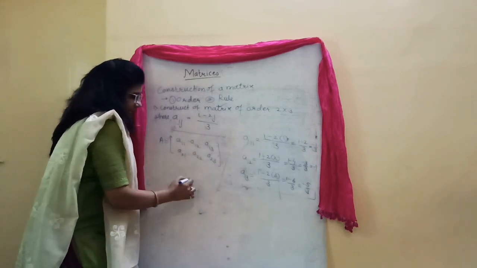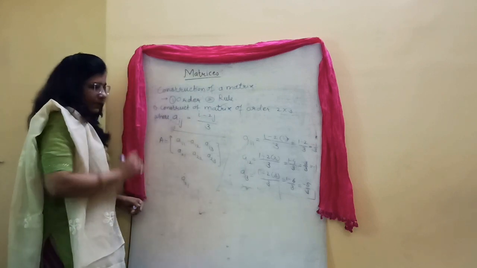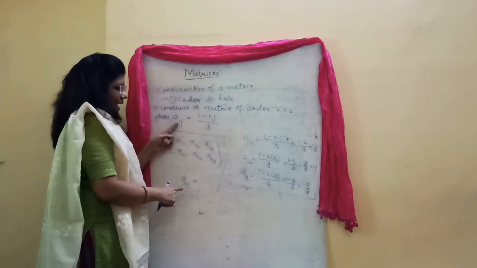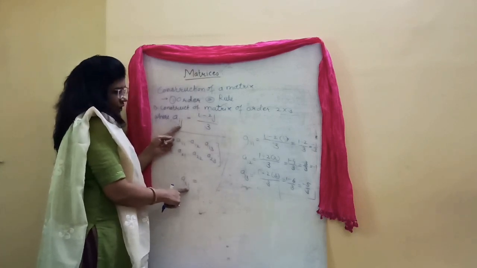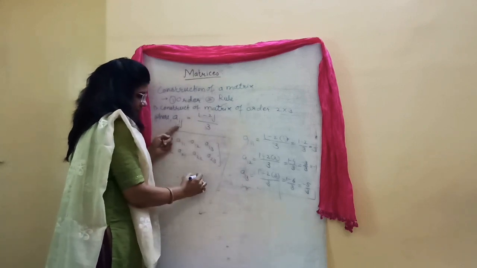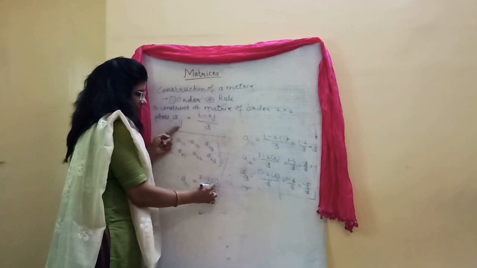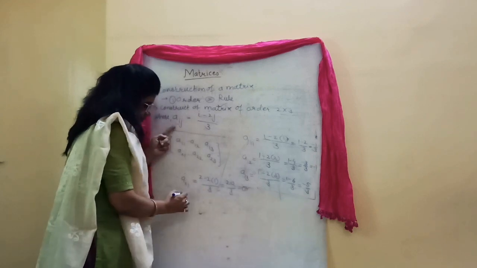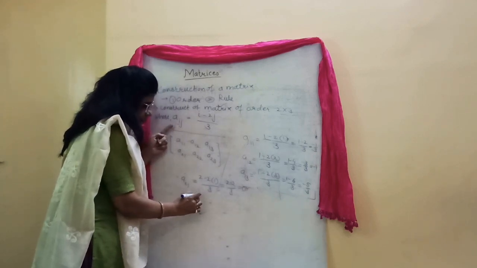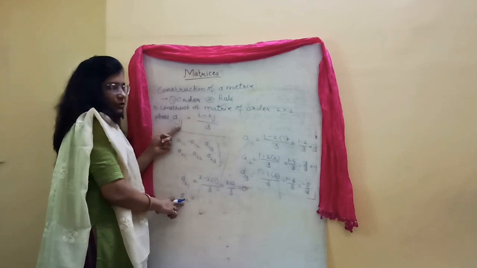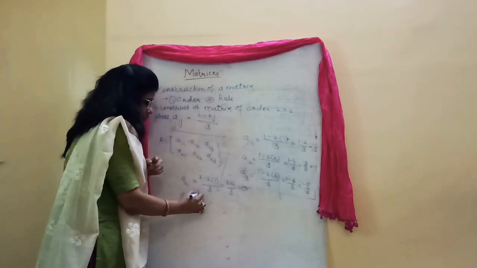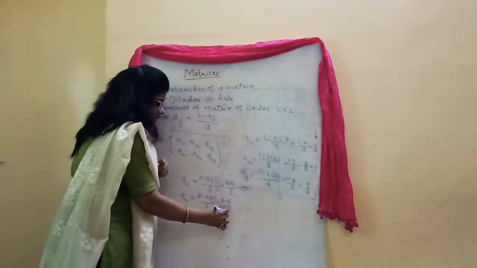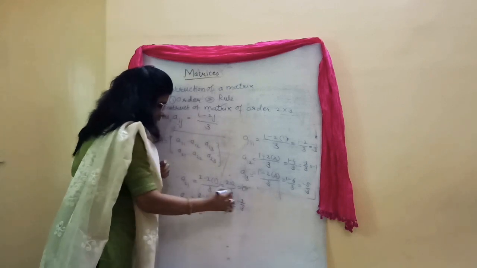Now a21. We will find a21. Again compare: i is 2, j is 1. So instead of i we write 2, minus 2 into 1 upon 3. That is (2 minus 2) upon 3, which is equal to 0. Then a22. Instead of i there is 2, instead of j there is 2. So (2 minus 2 into 2) upon 3, so it is (2 minus 4) upon 3, that is minus 2 upon 3.